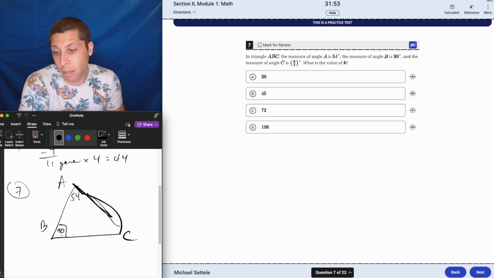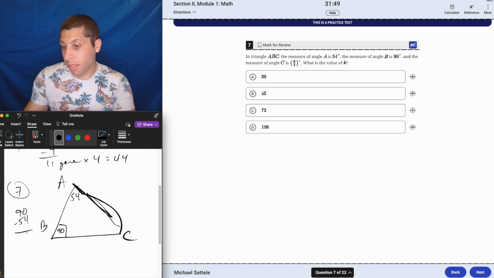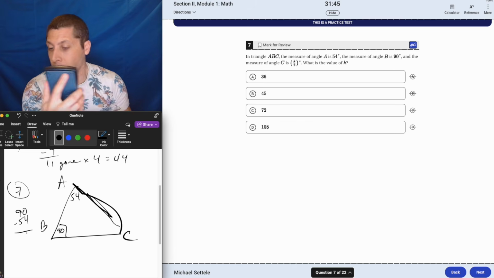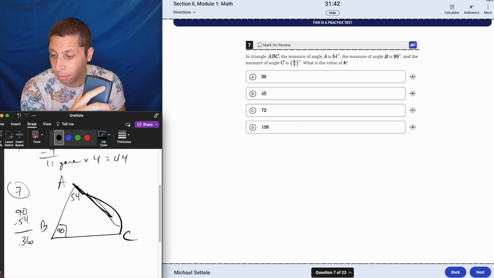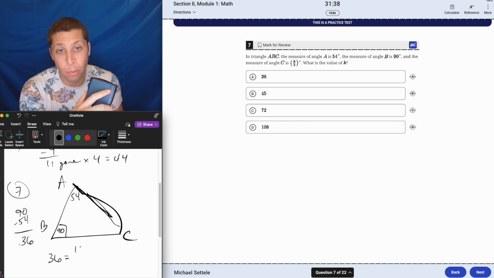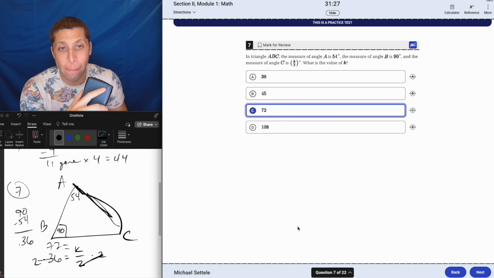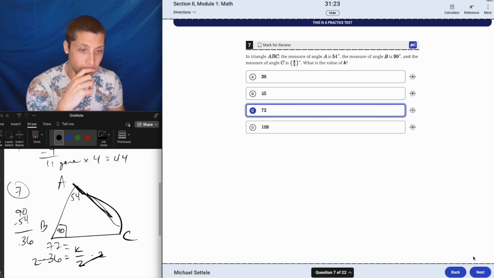So 180 minus 90 is 90. 90 minus 54 is 36. 90 minus 54, regular calculator, 36. And just be careful here, so that's an answer, of course, but that is equal to k over 2. I'm surprised 18 isn't an answer, because that would have been a nice little trap. So we just multiply by 2. We get k is 72. Yeah. If you pick this, oh gosh, guys, you got to know this is coming.